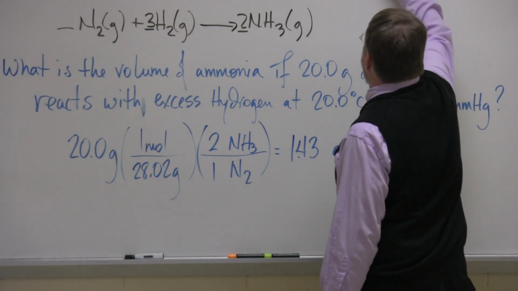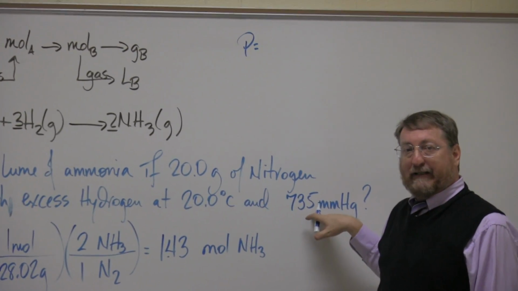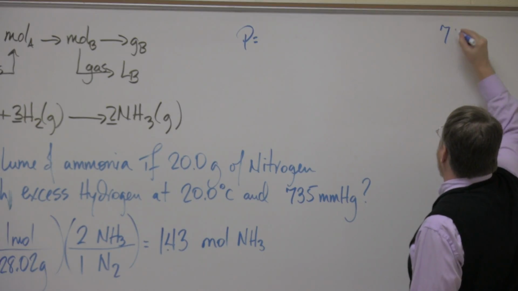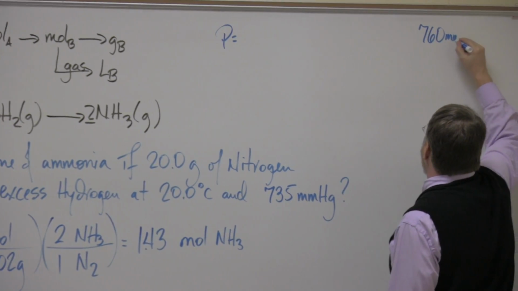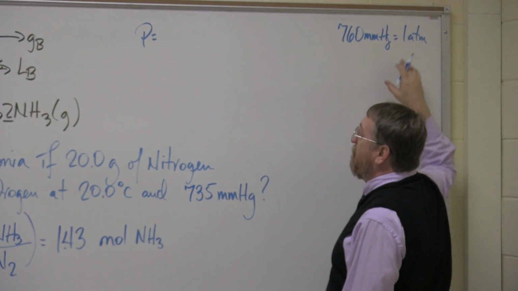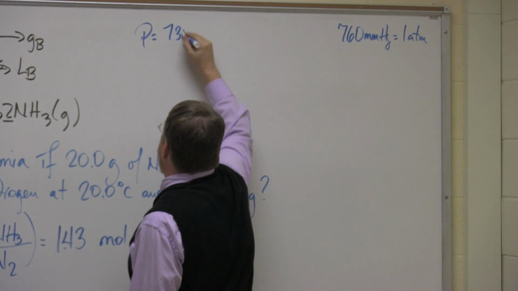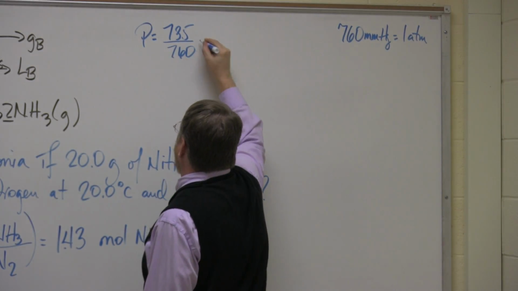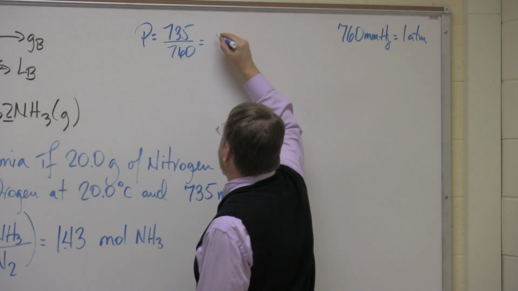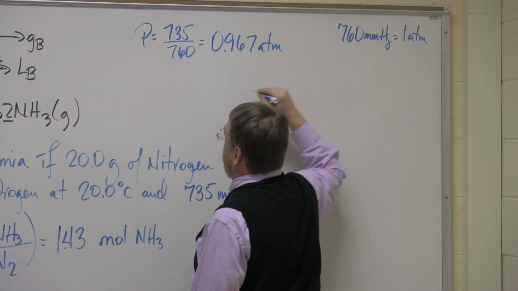The pressure here is in millimeters of mercury. There's 760 millimeters of mercury per atmosphere. So we can just make a mental note of that. 760 millimeters of mercury equals 1 atmosphere. We must do the calculation in atmospheres. So 735 divided by 760 is going to give me the number of atmospheres. That is 0.967. So we have 0.967 atmospheres.